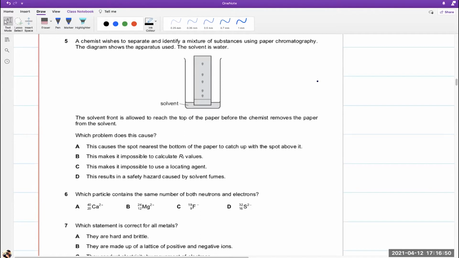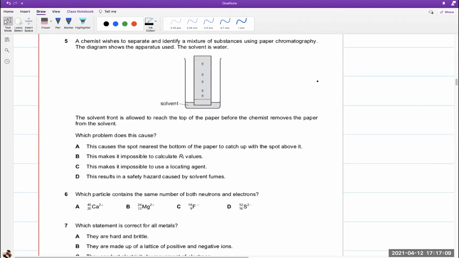Which problem does this cause? This causes the spot nearest the bottom of the paper to catch up with the spot above it. That won't happen because even if they are allowed to stay for longer, they're still going to stain where they would normally stain. This makes it impossible to calculate RF value. Yeah, because we do not know what to put in the denominator.